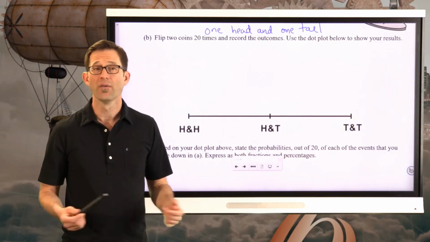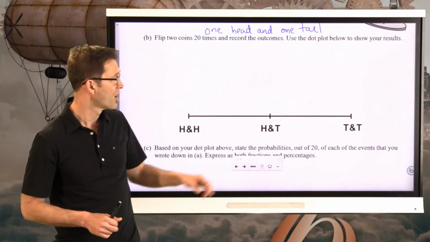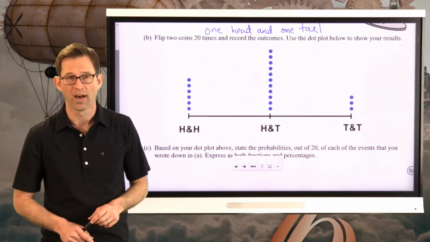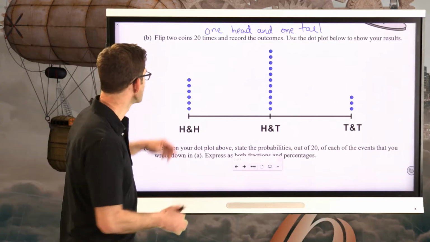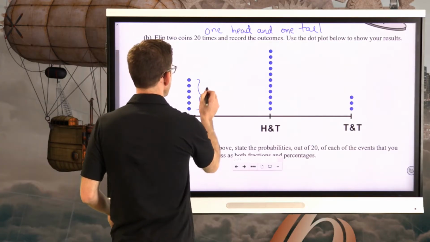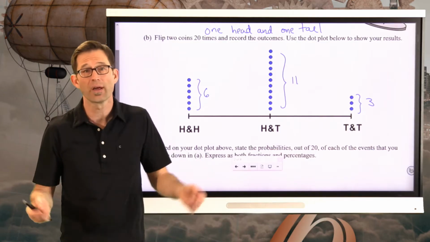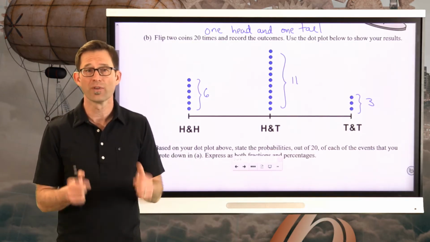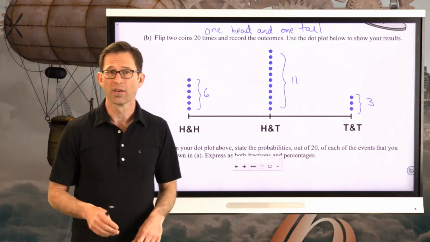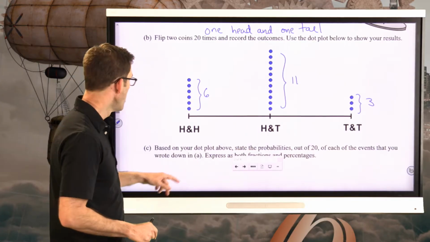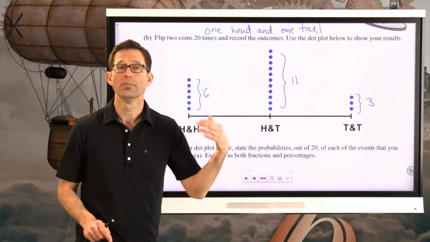Now, there's no way for me to know what results you got, but here were the results that I got. I got 6 of my 20 to be two heads. I got 11 of them to have a head and a tail, and I got 3 of them to be two tails. Again, that's just what I did. I just sat there, flipped two, flipped two, flipped two, kept putting dots up, and created this beautiful dot diagram.